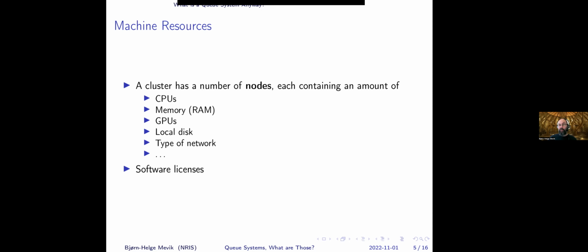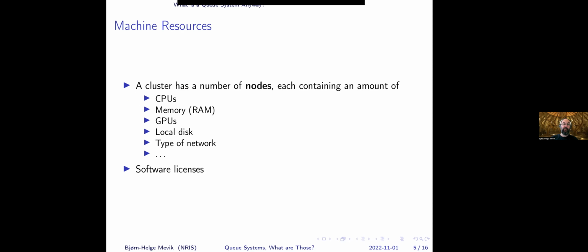They consist of a number of CPUs, obviously, some RAM memory. Some of them have GPUs. Some of them, as I now told on Saga, have fast local disk. So not just this shared cluster file system, but some local disk you can ask for. In some cases, you even have different types of networks. In our cases, we don't have that, but earlier on, when we were running Titan, a local cluster at UiO, we had different types of networks depending on what you needed. There can also be things like software licenses. MATLAB has a license that you have to ask for, to be able to check out the license, and so on.